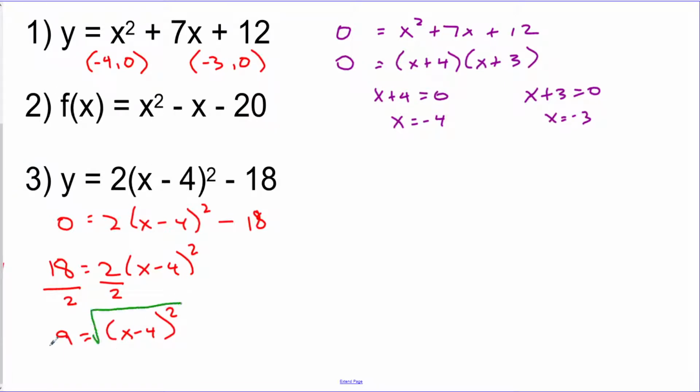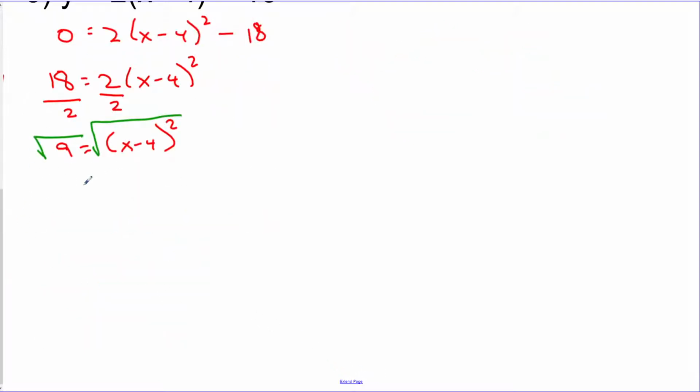So I'm going to say square root, okay? And I'm going to wrap this up by saying the square root of 9 is 3. Squared and squared cancel, okay? So that gives me an answer. I'm going to add the 4 over. That's a 7, okay?